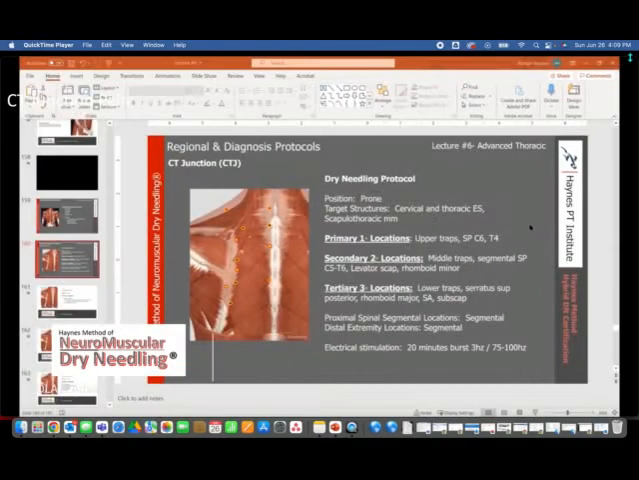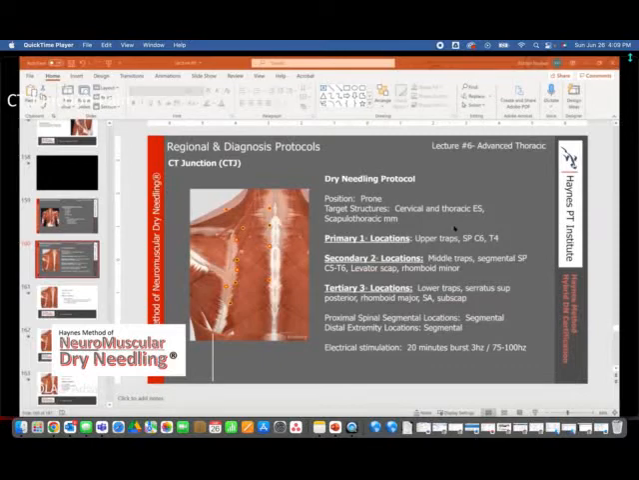So the regional diagnosis specific protocol for the cervical thoracic or the CT junction. Here the patient is going to be in the prone position, and our target structures are going to be the cervical and thoracic erector spinae muscle group and the scapulothoracic muscles. So who would be the proper candidate for this protocol?